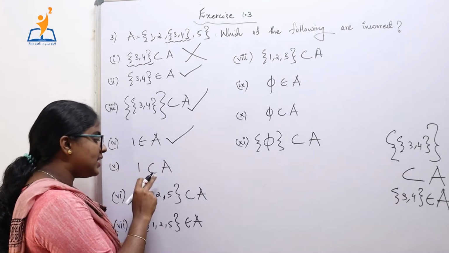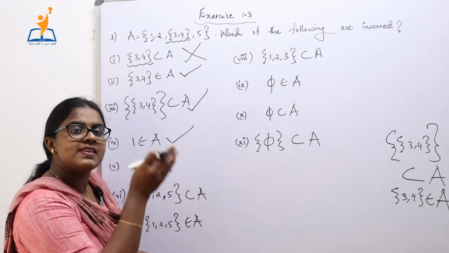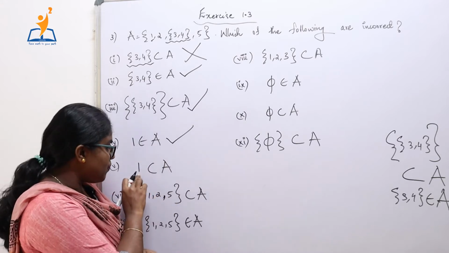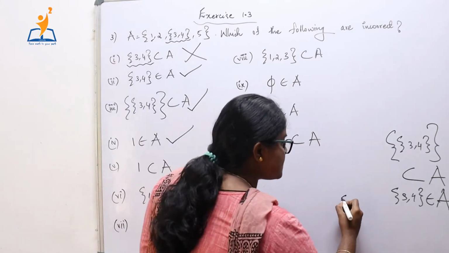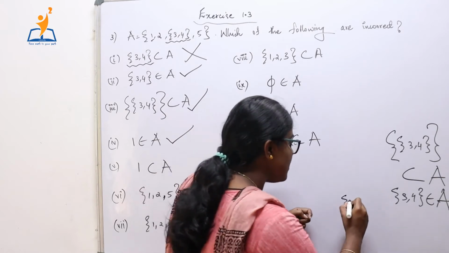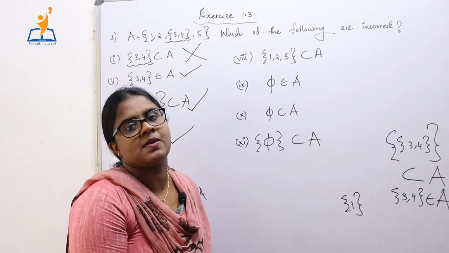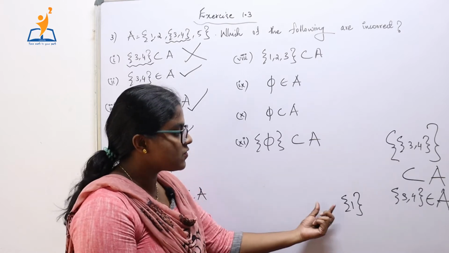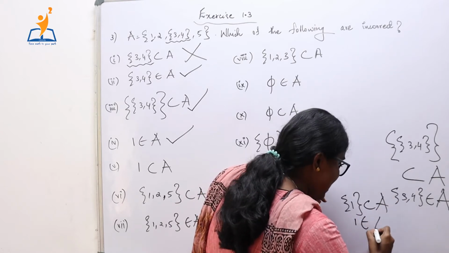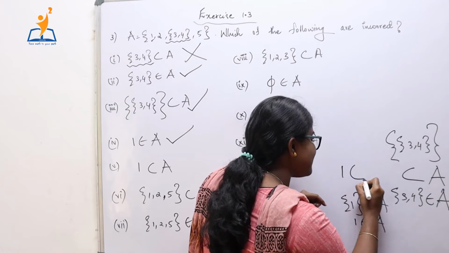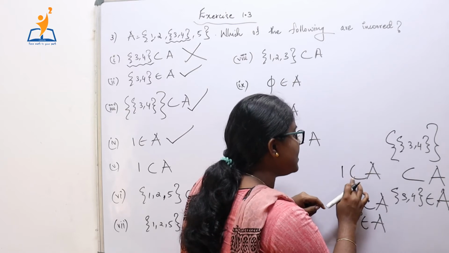Now is 1 a subset of A? It is clear to us that 1 is an element of A, but is 1 a subset of A? How will we make this statement correct? "1 is a subset of A" is not a correct statement. We can say that {1}, always a set becomes a subset of another set, not an element. So {1} is a subset of A, but this 1 is an element of A, but 1 is not a subset of A. This statement, we cannot write that 1 is a subset of A.